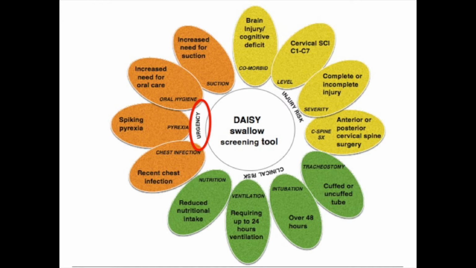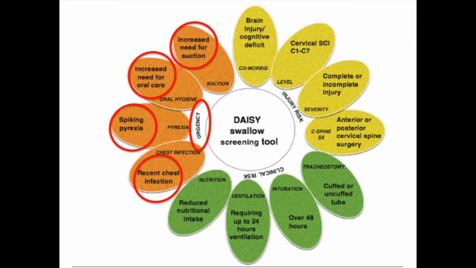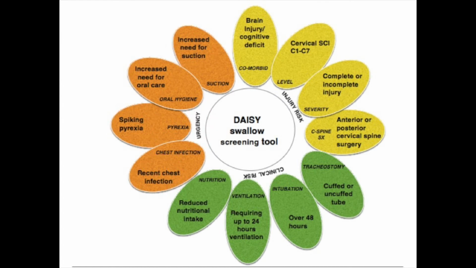The next section is entitled Urgency and includes the presence of a recent chest infection, spiking pyrexia, an increased need for oral care, and an increased need for suction. These indicate the development of symptoms and a change of clinical management is suggested, in addition to referral to speech and language therapy. As you can see, the DAISY Swallow screening tool doesn't take long to do, and I hope it will help staff to better identify the risks of dysphagia and enable earlier intervention.